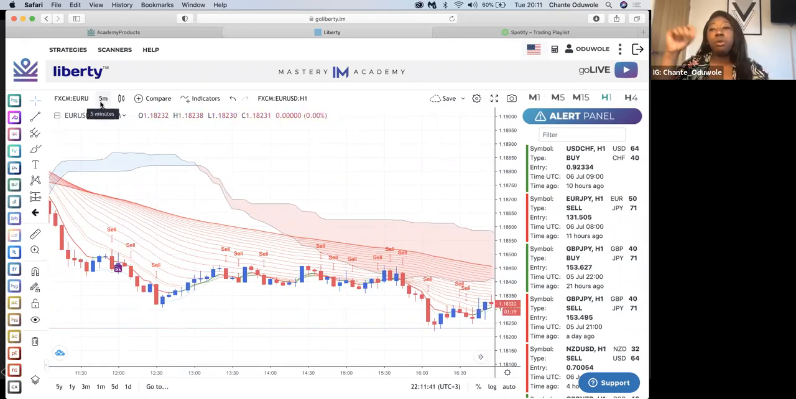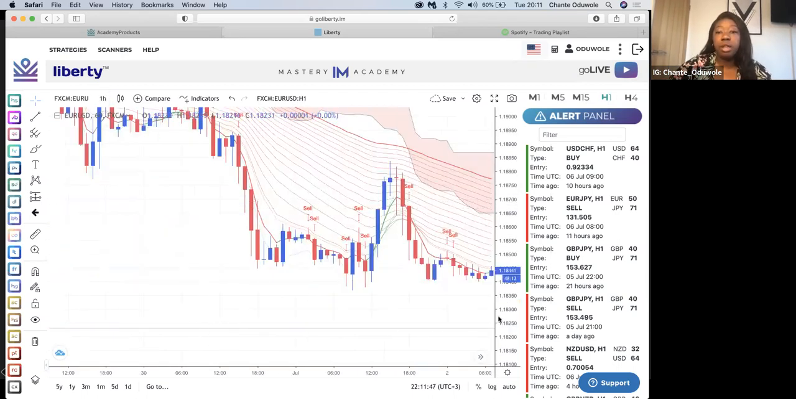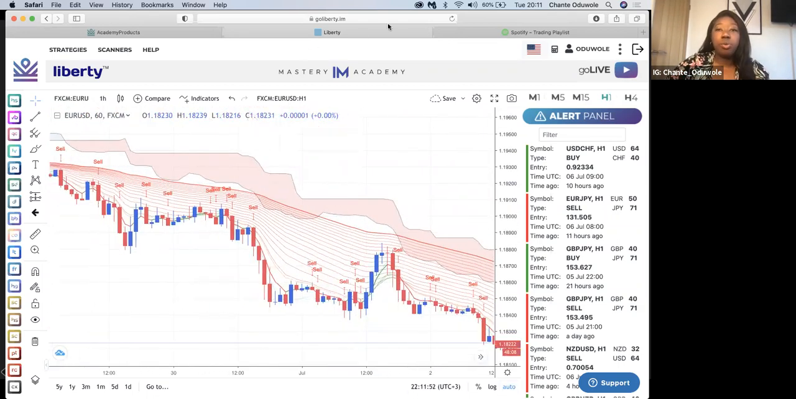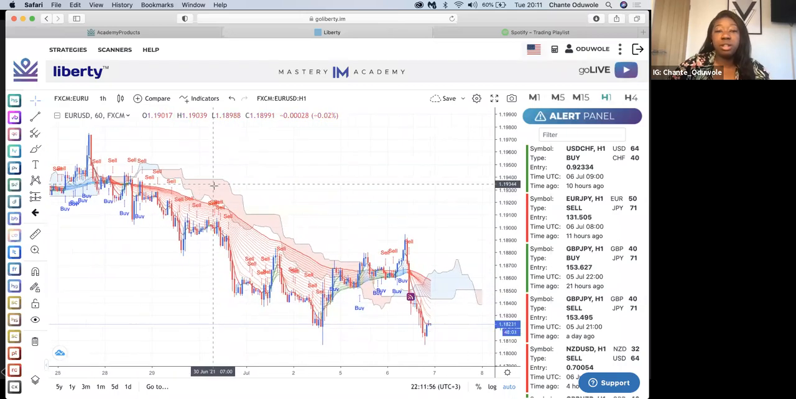Is it a good buy or a good sell? If it is, move to step 2. Step 2 is to go to the 1-hour time frame. Okay, when you're on the 1-hour time frame and you get here, what you want to do straight away is look for your support and resistance lines.